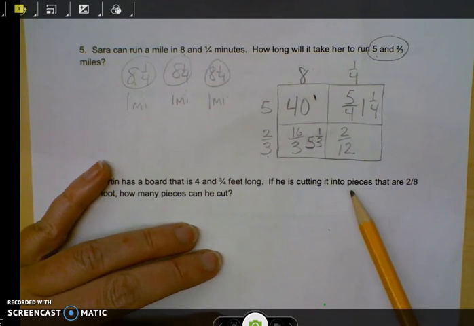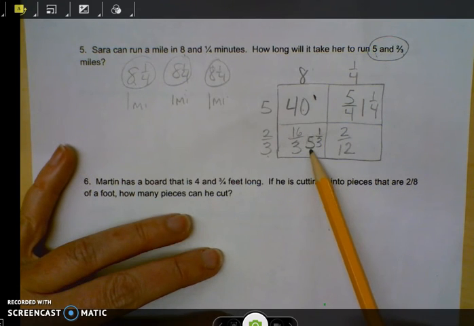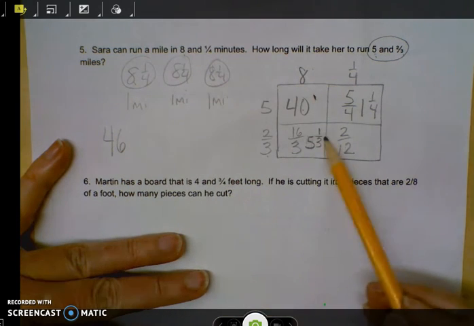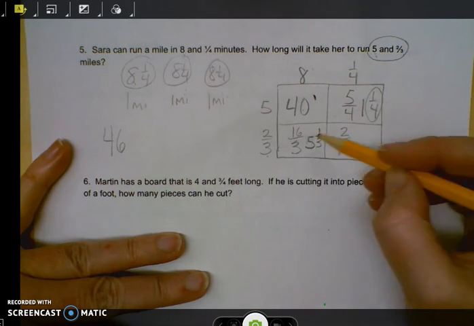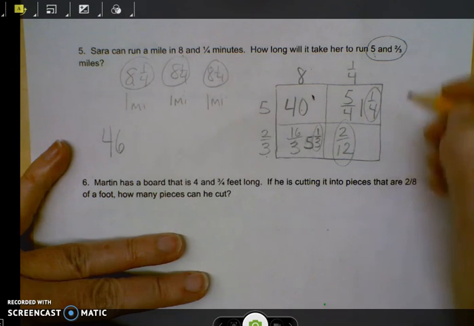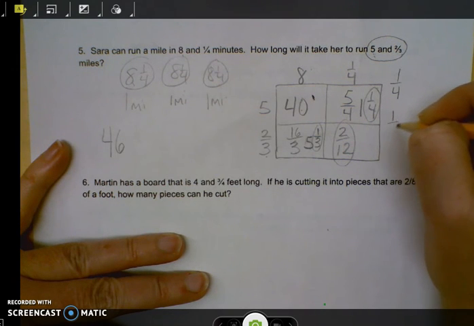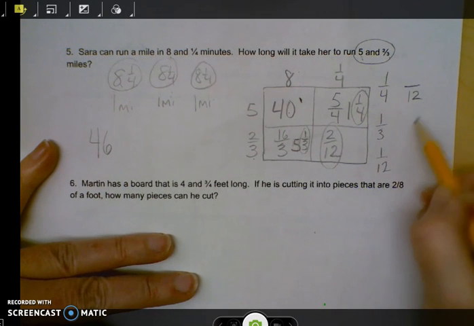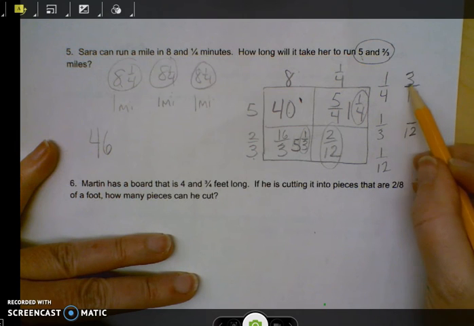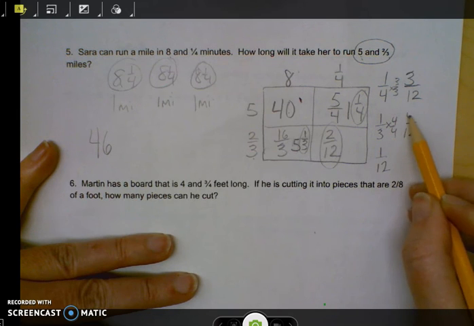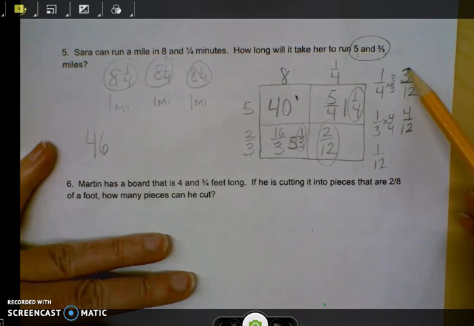So I'm going to add up all my whole numbers first. I've got 40, 45, 46. So I know I'm definitely going to have 46 wholes, and the rest of my fractions I need to gather up and add them together as well. I've got to add 2/12, 1/4, and 1/3. So for my 1/4, my 1/3, and my 1/12, I need common denominators. That gives me 3/12. That gives me 4/12. And my 1/12 stays the same. So I've got 7 8/12.